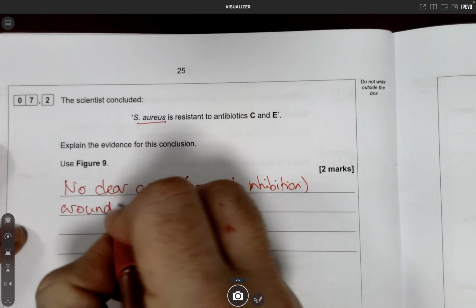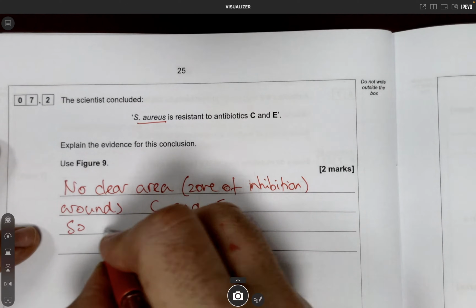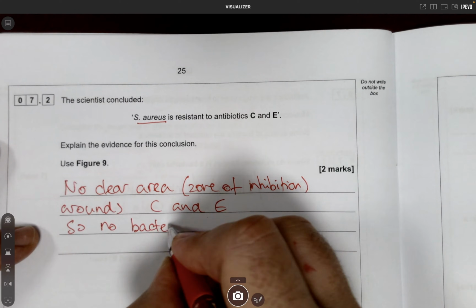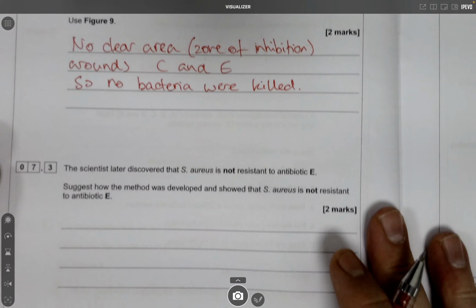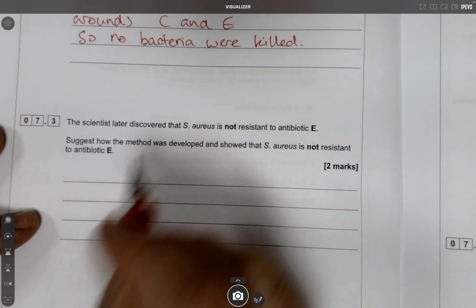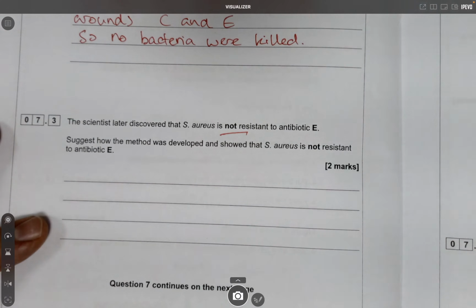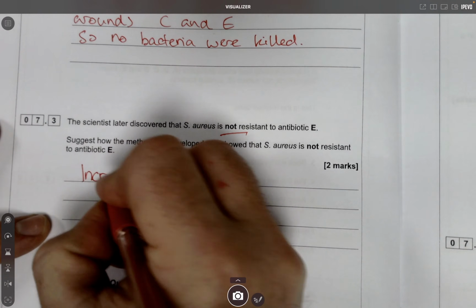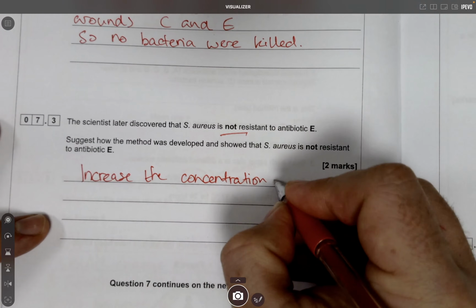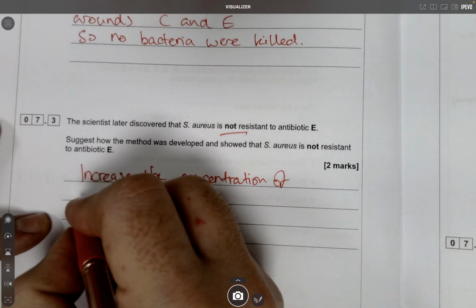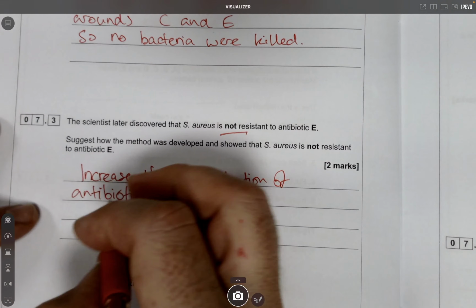around discs C and E. So this tells me that no bacteria were killed. 7.3, the scientists later discovered that S. aureus is not resistant. How would they have done that? So I think the easiest thing they could have done would be to increase the concentration of the antibiotic, and then you would have seen a clear area around the disc.